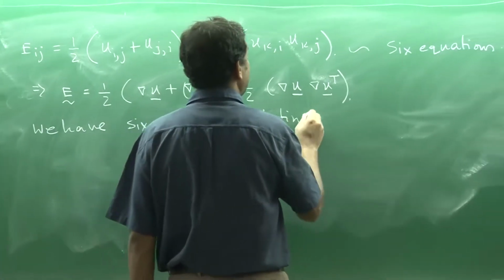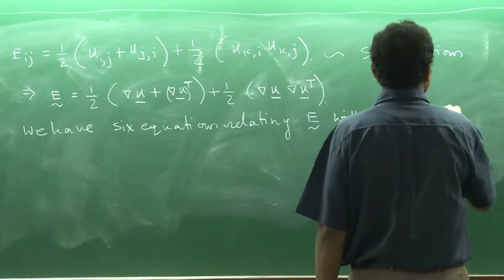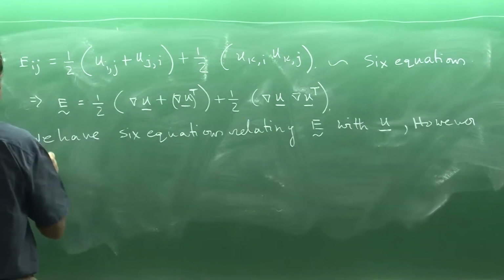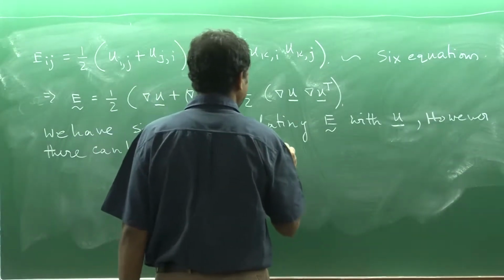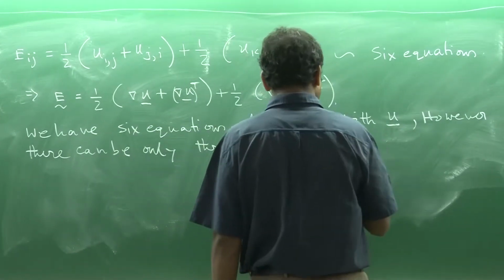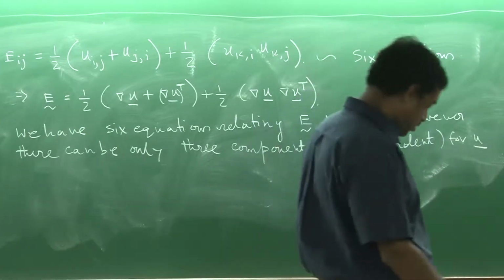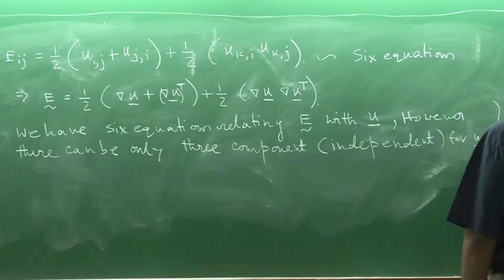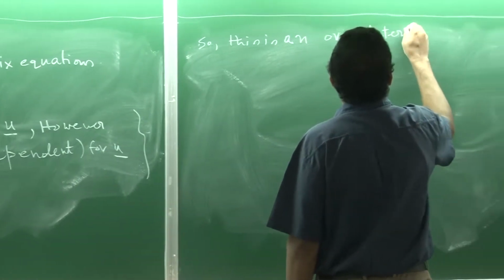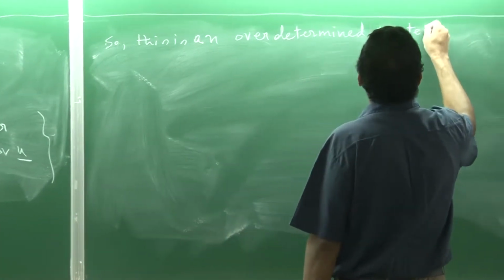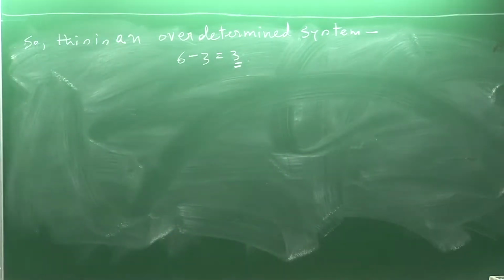So we have 6 equations relating strain with displacement. However, there can be only 3 independent displacement components, right, for U. So this is an overdetermined system, and the degree of overdeterminacy is 6 minus 3, which is equal to 3, right. There are 3 degrees of overdeterminacy.